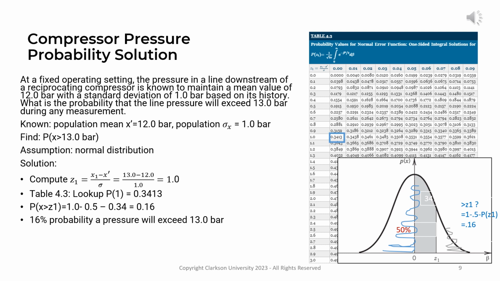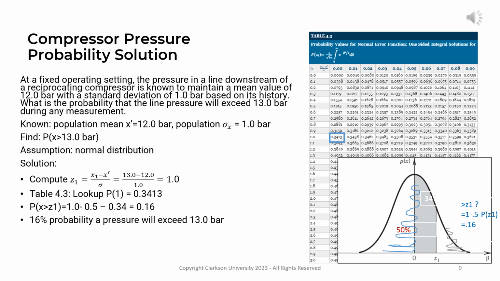We assume that that comes from the need to identify whether or not we'll pursue this process if the compressor will exceed this value, which could hurt our downstream process. We assume the normal distribution. So we first compute Z1. Z1 is just equal to the value minus the mean over the standard deviation. The value of interest is 13, our threshold, minus 12, the mean, over the standard deviation 1. So Z1 is equal to 1.0.